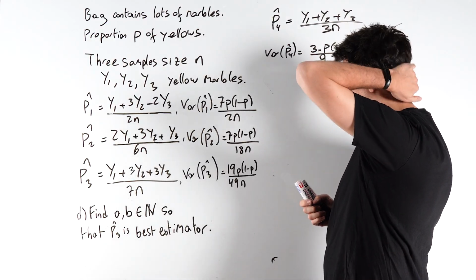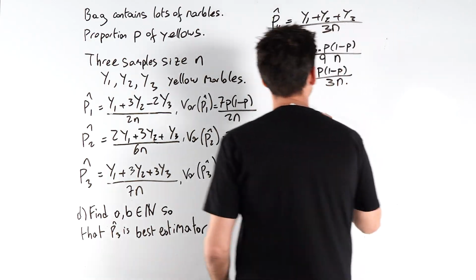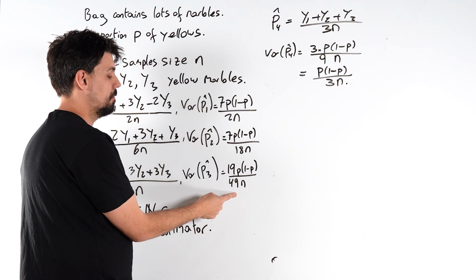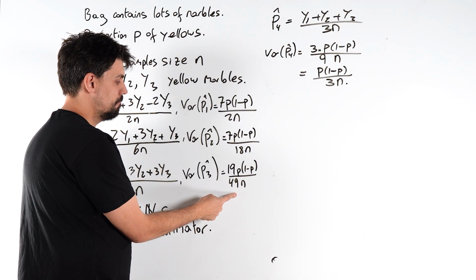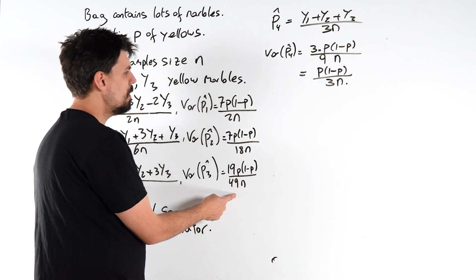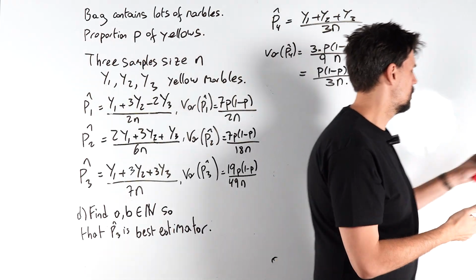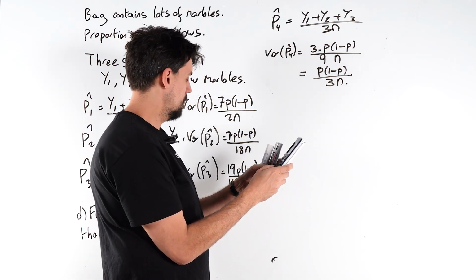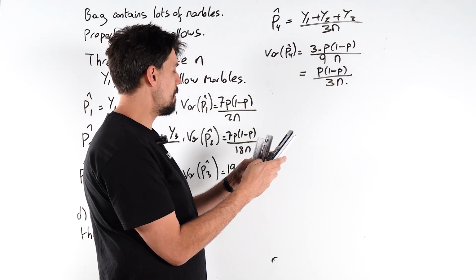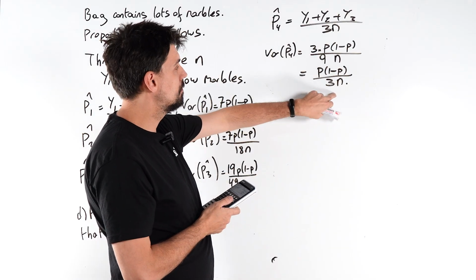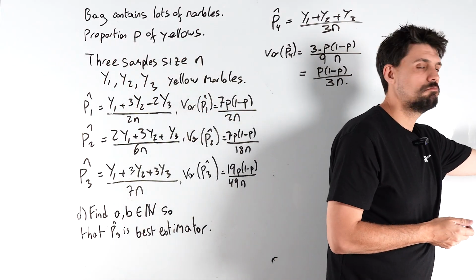So which one is better? That is even smaller than that one. I'm fairly sure. 19 over 49. Yeah. Yep, that is our best one.